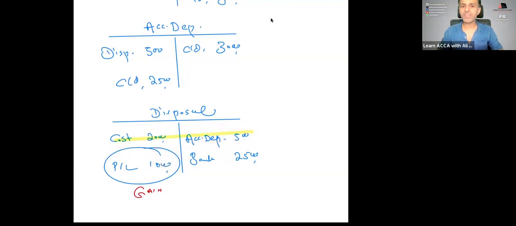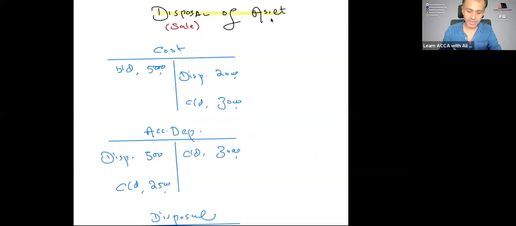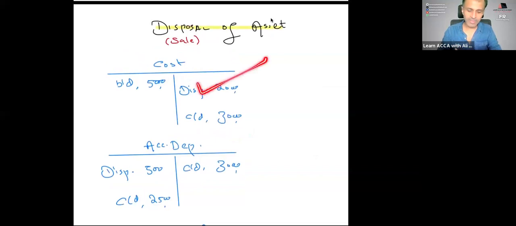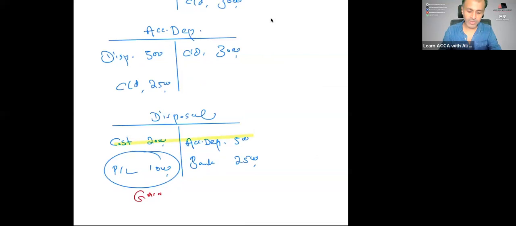So recording a disposal is a 3-step process. Gain or loss is just the balancing figure. This is the first step, this is the second one, and this is the third one. Look at that very watchfully. Disposal account debit, cost account credit. That is what I did in the very first place. In the second step, you saw me debit the accumulated depreciation account and credit the disposal account.